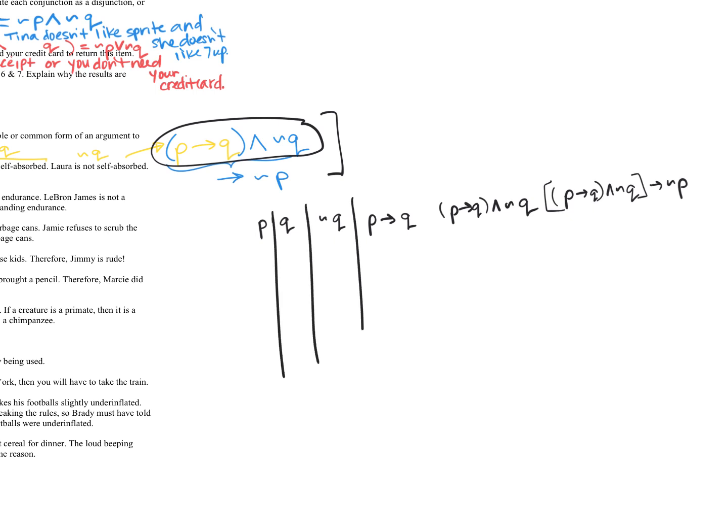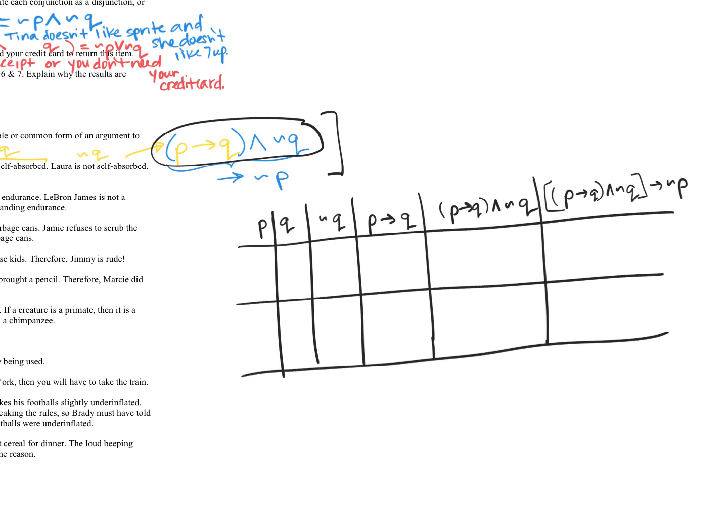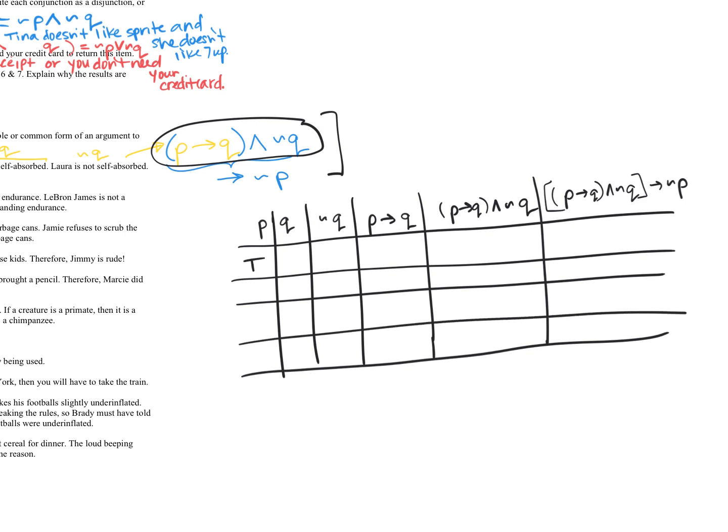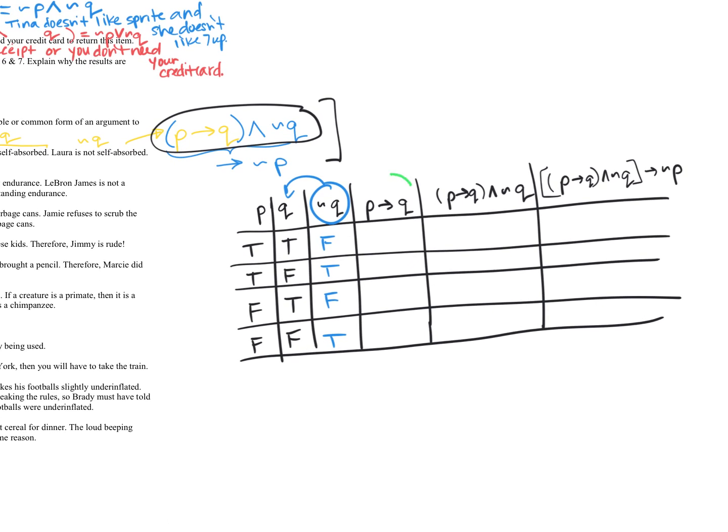So again, we need 4 rows. So I split it in half and then half again. Okay, and so then we have true, true, false, false. Again, we follow that same pattern, alternating for Q. And so then we're going to look at not Q. That's the negation of all those. False, true, false, true.